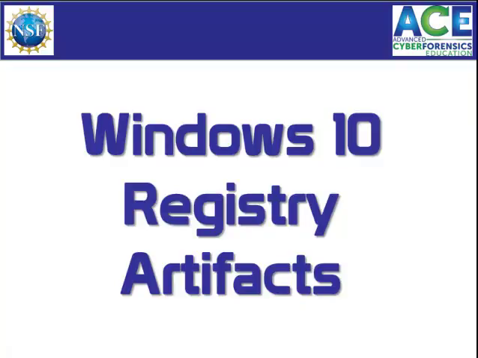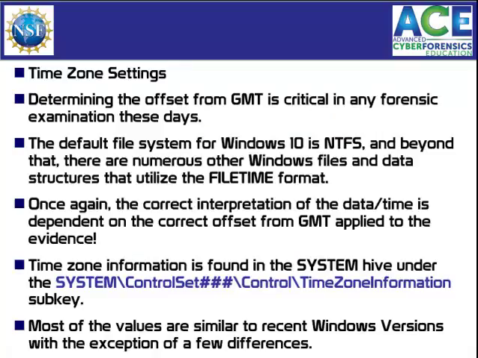So next we're going to make our way into the bulk of this presentation, which is focusing on the Windows 10 registry. So the first area that we're going to take a look at are the time zone settings. This is a critical element of any forensic examination, and it's one that you really should look at the onset of any forensic examination. That includes a live forensic examination or any type of static or dead box forensics examination.